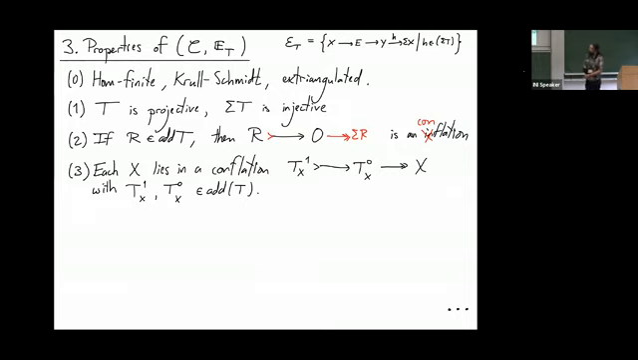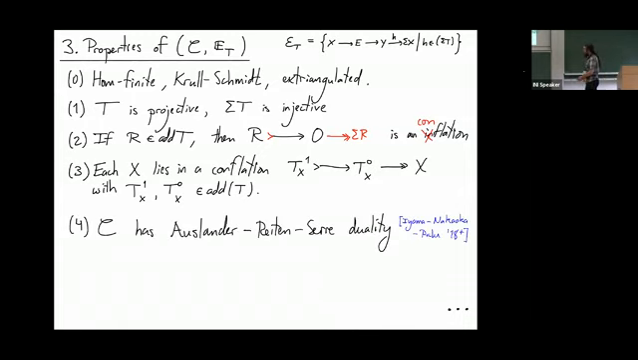Another nice property is that this extriangulated category is hereditary. So any object has a projective resolution of length 1, or if you prefer, any x lies in such a conflation where the first two terms are projective. So global dimension is 1 for this extriangulated structure.